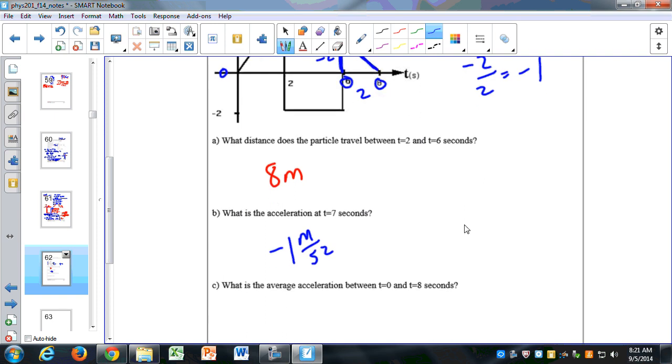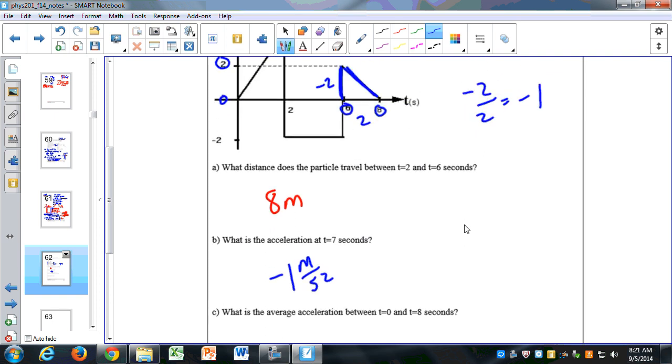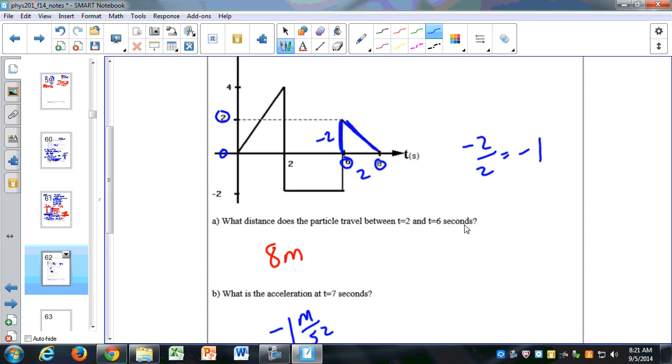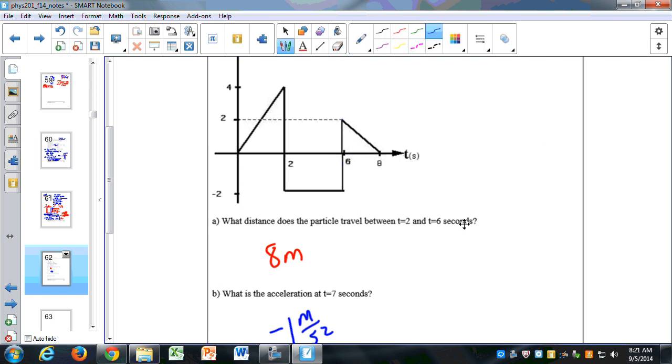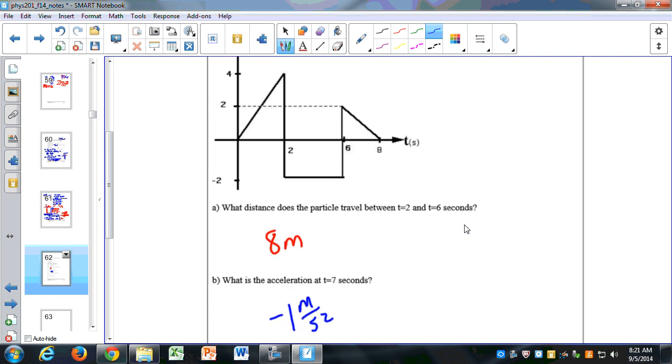And then also, what is the average acceleration between t equals 0 and t equals 8 seconds? I'll leave the graph up here so you can see it. Between t equals 0 and 8 seconds, what is the average acceleration? Remember, our average is that funky thing where you do final minus initial velocity over our time. Oh, this should be easy. Between 0 and 8, what is my average acceleration? What you got? 0, right.